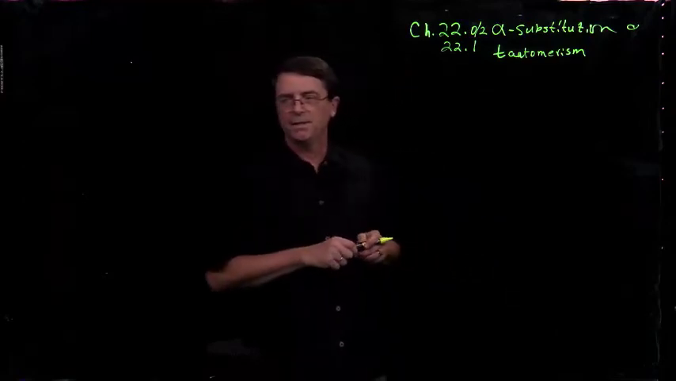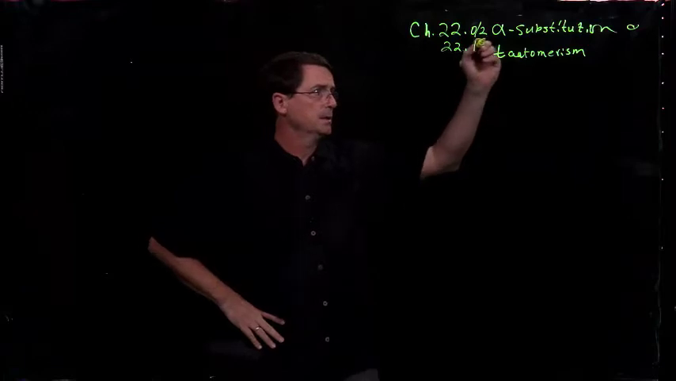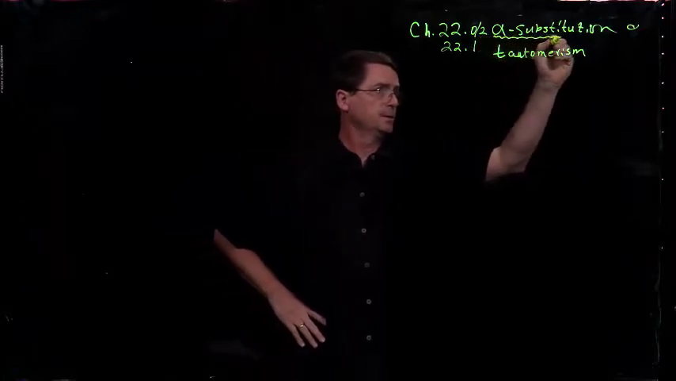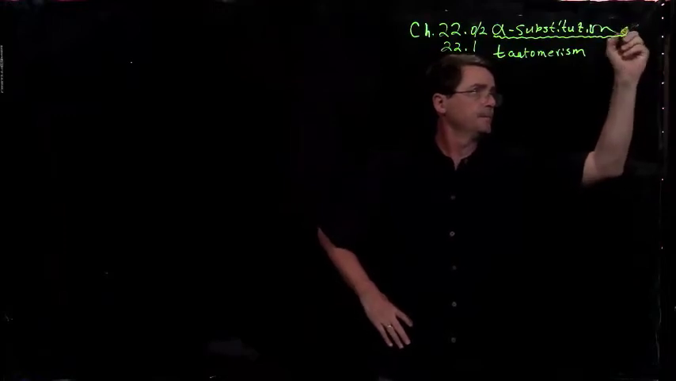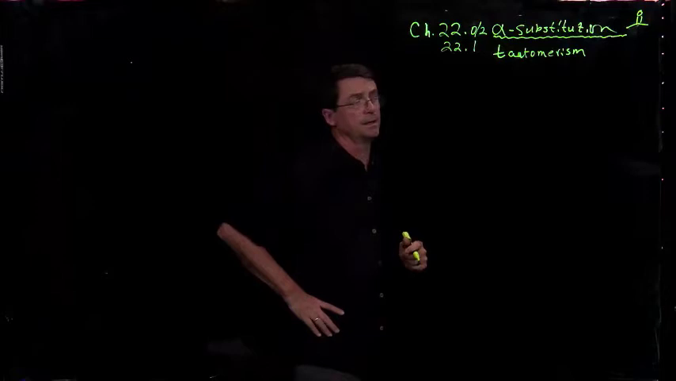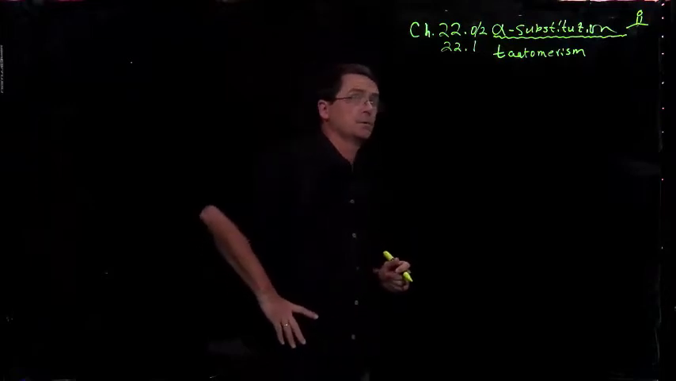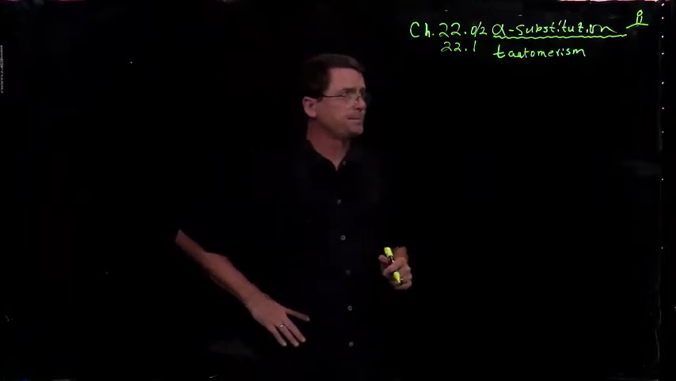All right, chapter 22. Chapter 22 covers alpha substitution of carbonyl compounds. So a whole variety of carbonyls: aldehydes, ketones, esters, amides, and so forth. We'll see these patterns today.